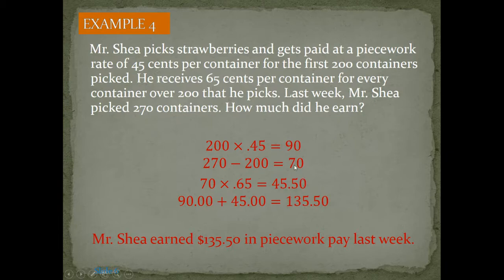So now we're going to add that to the 90 total. The 90 plus 45.50, he made $135.50 in total for picking 270 containers of strawberries. So Mr. Shea earned $135.50 in piecework pay last week.